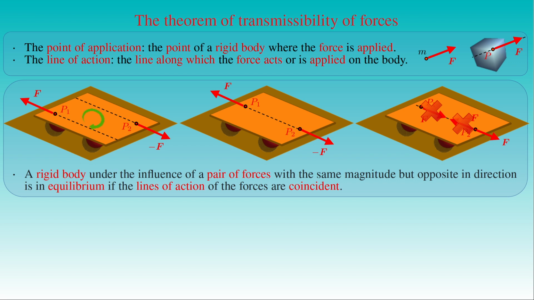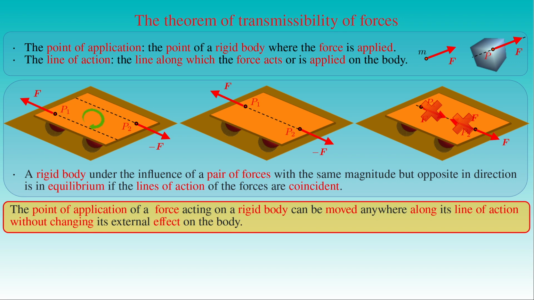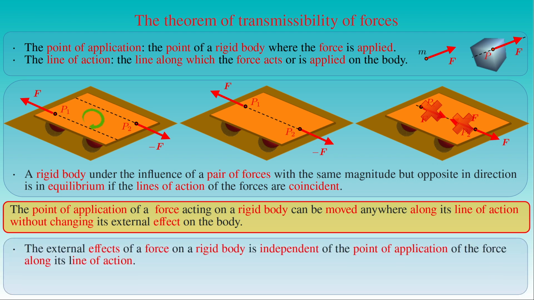As a result, the force F acting at the point P1 can be replaced with the force F acting at the point P2. This result is expressed in the theorem of transmissibility of forces, stating that the point of application of a force acting on a rigid body can be moved anywhere along its line of action without changing its external effect on the body. The force acting on a rigid body can be translated along its line of action like the vector of angular velocity, which can be translated along the axis of rotation. In other words, the external effects of the force on a rigid body is independent of the point of application of the force along its line of action.